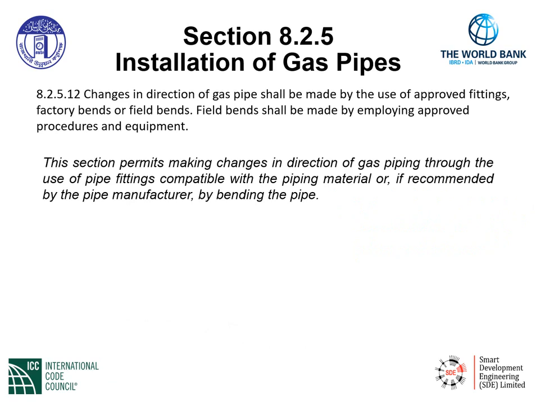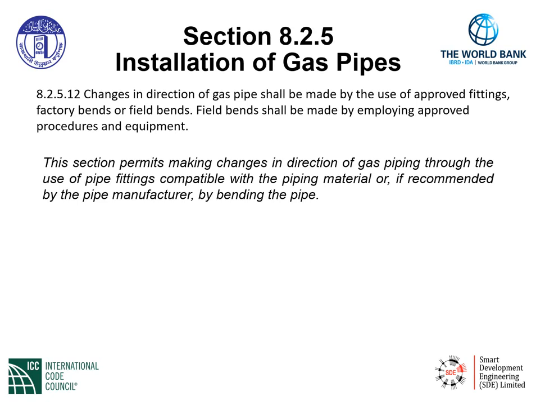Changes in direction of gas pipe shall be made by the use of approved fittings. Approved fittings may be threaded fittings on Schedule 40 steel pipe. They may be fittings associated with copper tubing, or they may be bending of pipe, factory bends or field bends.